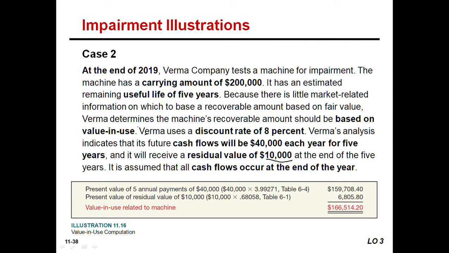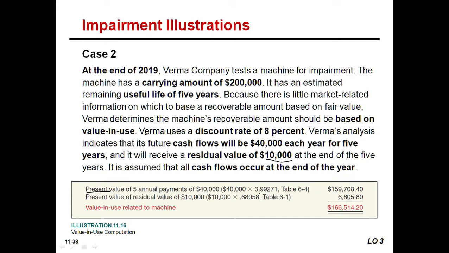So the company says, okay, fine, for the next 5 years we are estimating that this machine is going to generate $40,000 of cash flow, and at the end of its life we are also going to get 10,000 by selling the old asset. So now we want to find out what is the value today if I'm using a present value technique. So this is exactly what we do. First thing is do the present value of all these cash flows, 40,000 for 5 years.